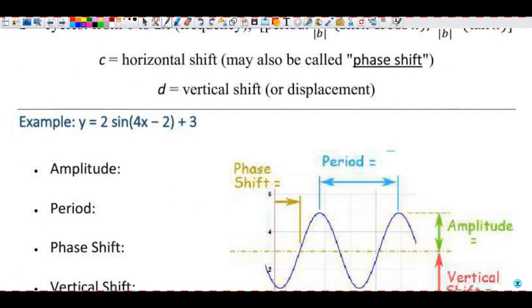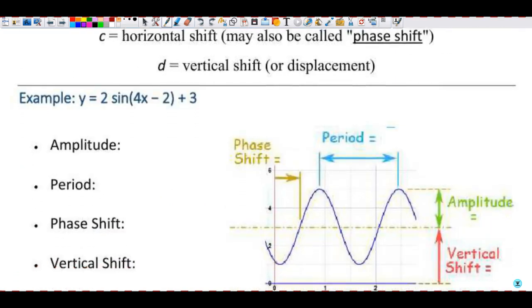So let's look at what we have here. We have y equals 2 sine of 4x minus 2, plus 3. So before we think about anything, let's go ahead and factor this out. So this is going to be equal to 2 times the sine of, so I have to factor the B out, 4 times (x minus, well, 2 divided by 4, it's going to give me 1/2 in there). And then close both of those parentheses, plus 3. Now I have it how I need to actually look at it.